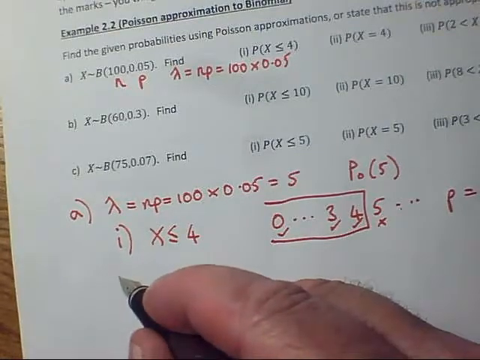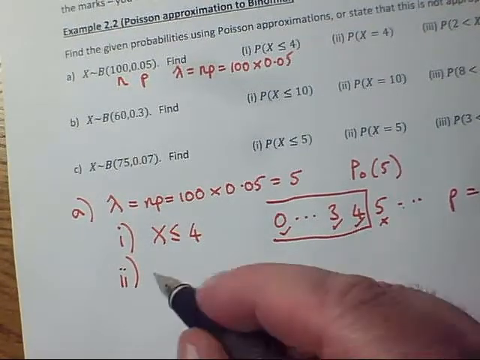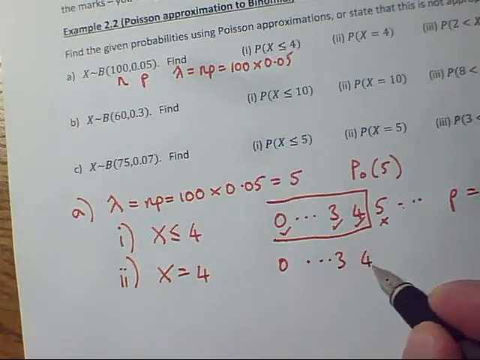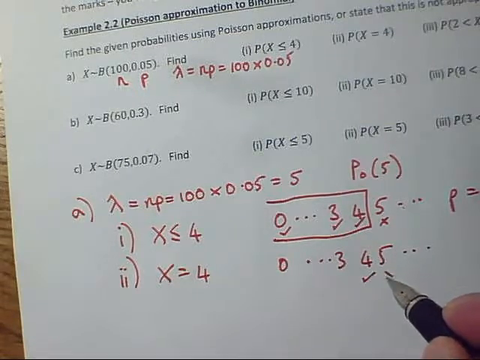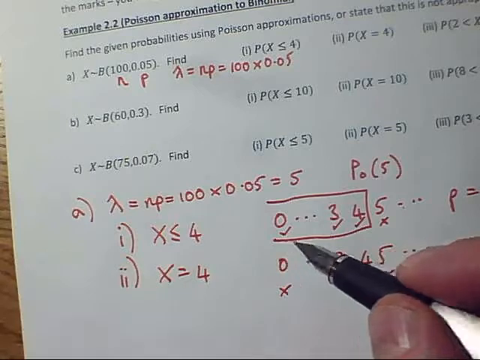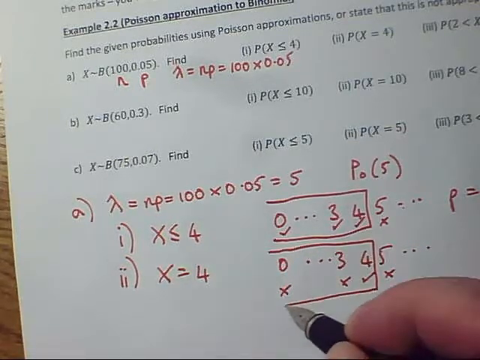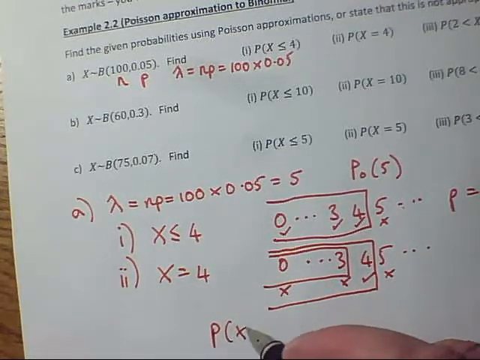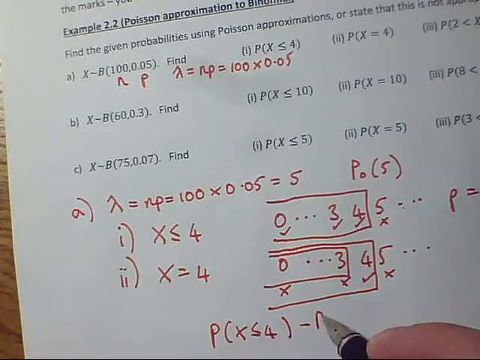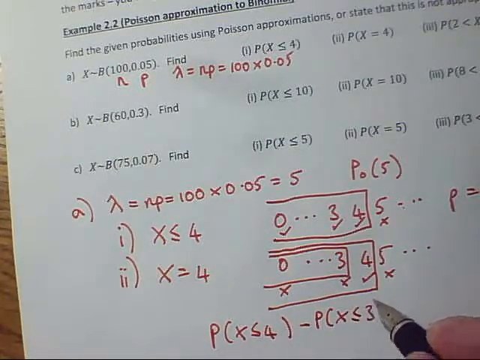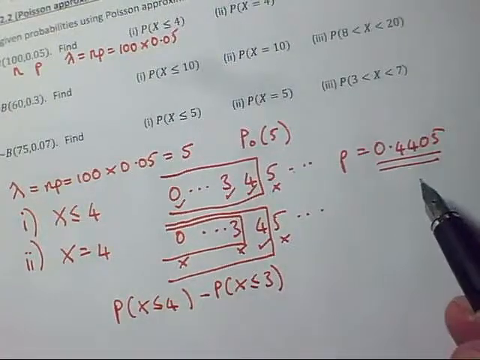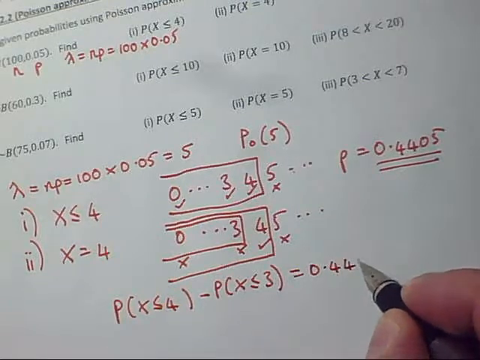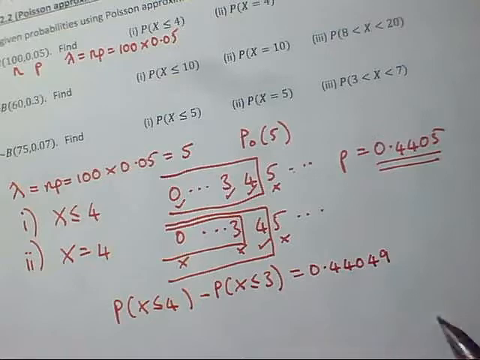Right, part 2. Same distribution, but now I want the probability that x equals 4. So list of outcomes, dot, dot, dot, 3, 4, 5, dot, dot, dot. Now I want 4, I don't want 5, I don't want 3, I don't want anything else. So my big box includes the 4 that I want, and then I need to get rid of the outcomes I don't want. So therefore I need to do the probability of x being less than or equal to 4, and take away the probability of x being less than or equal to 3. So I've got the first one, the probability of x being less than or equal to 4, I already know is 0.440, it was actually 49, a bit more accuracy for this.